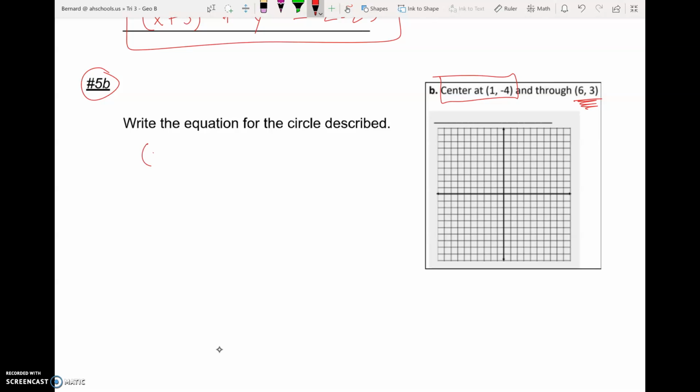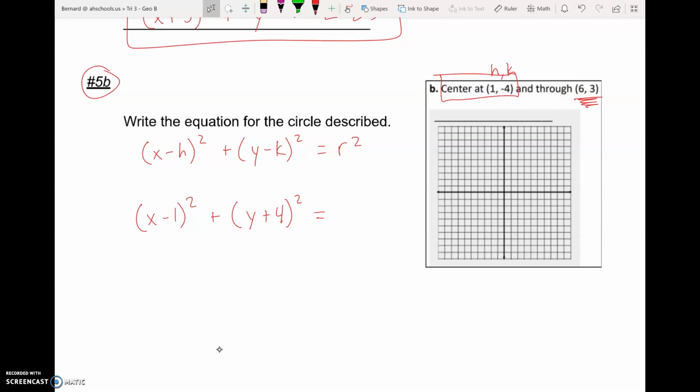Because again, general form, x minus h squared plus y minus k squared equals our r squared. And since we have our center, we already have the h and k part. Just remember it's opposite. And so we can write x minus 1 squared plus y plus 4 squared. Now, what we're trying to figure out is, what does r squared equal? And that'll finish off our equation.